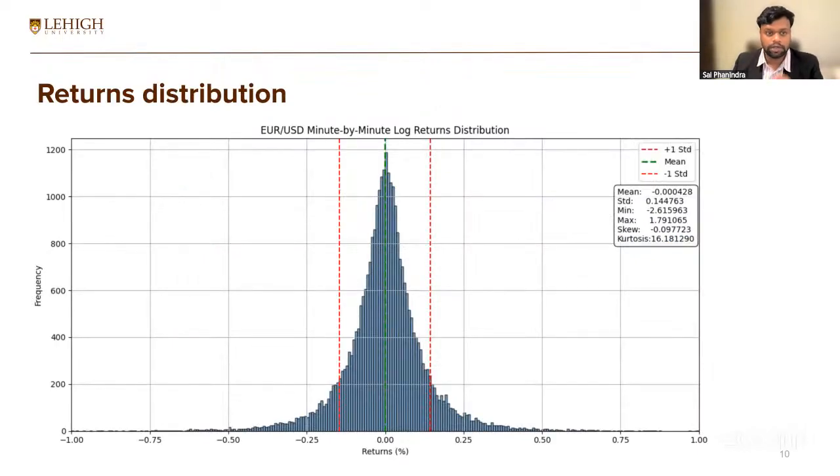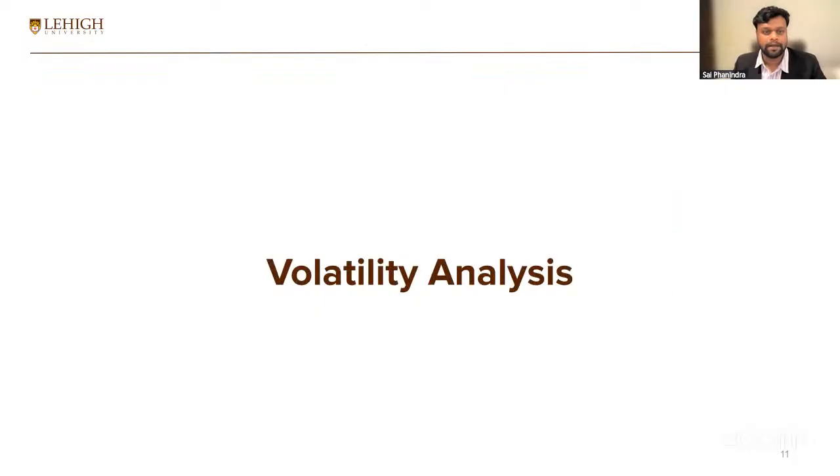Let's talk about the returns distribution. This is having mean close to 0 and the standard deviation of 0.14 with minimum -2.61 and max of 1.79. And the skew is -0.09 with kurtosis of 16.18. This is just the returns distribution. Next slide, please. Let's talk about the volatility analysis.